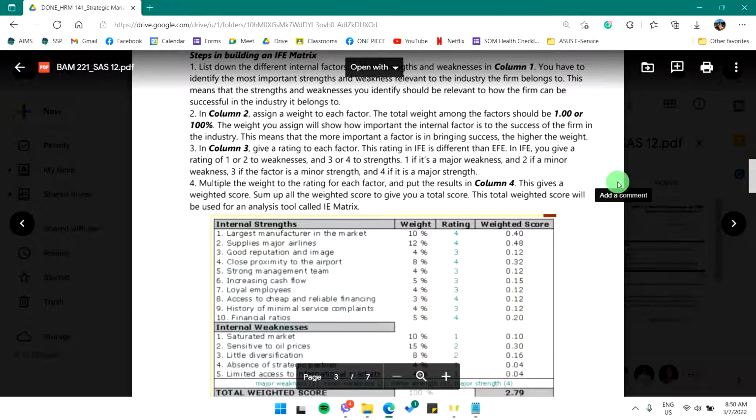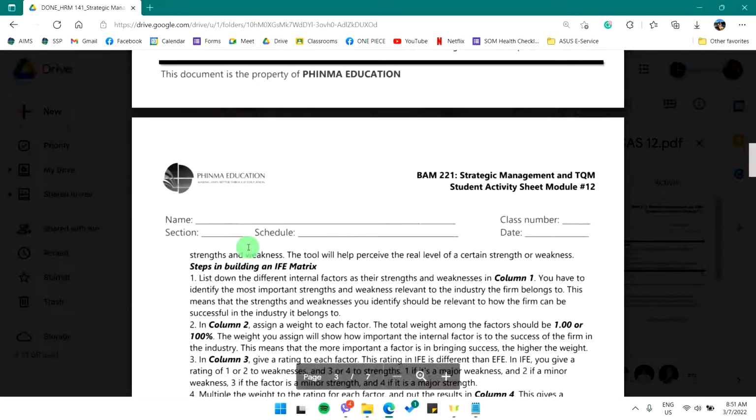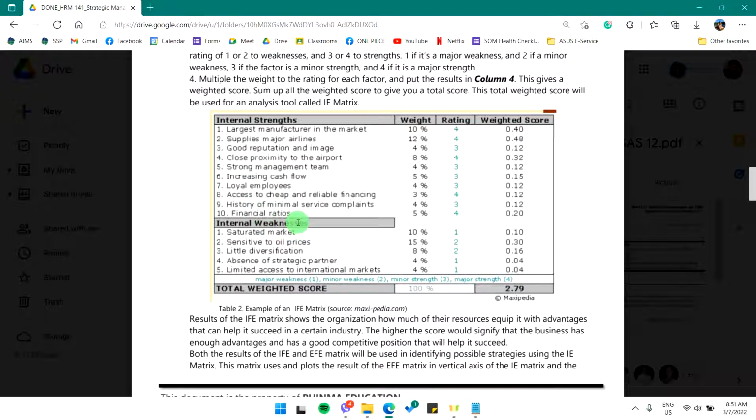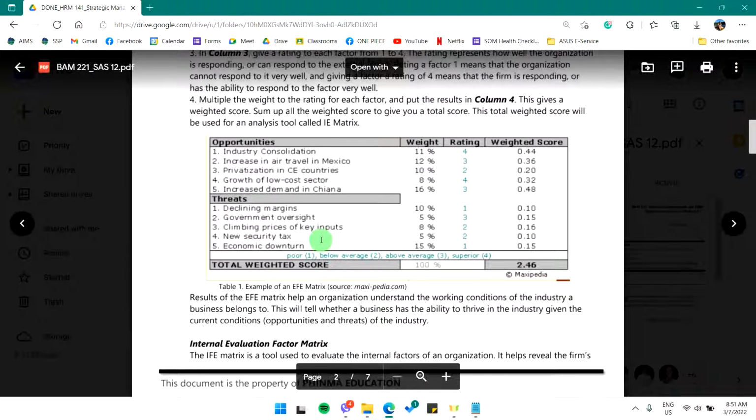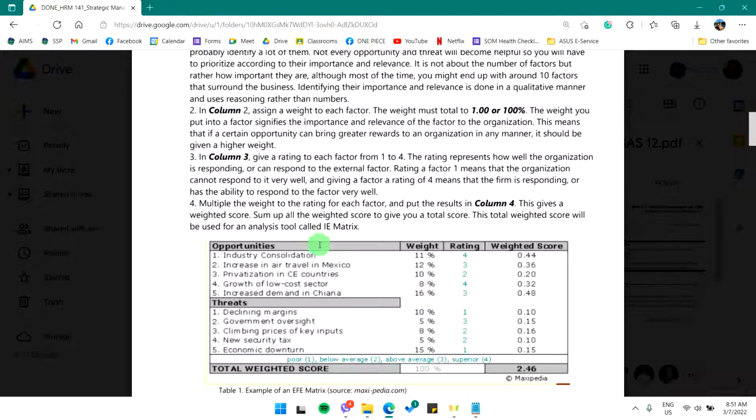So, ganun po yung paggawa ng EFE and IFE matrix natin. First, we have to identify the key factors, the opportunities and threats, and the strengths and weaknesses within our company. Next, we will assign weight values. Ang weight value, ang pag-assign ng weight value sa EFE, sa external, is how relevant the key factor is to the organization. Gaano siya ka-importante, and if it is affecting our company, how it affects our company. Again, this will all be rated based on your own perspective as the business owner.